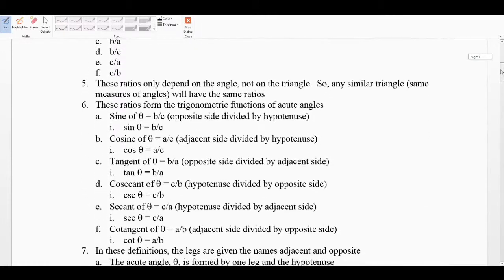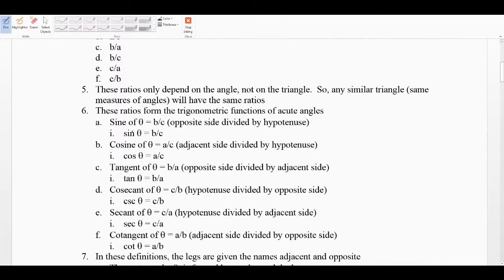Which leads us now to the most important thing we're about to discuss, which is sine, cosine, tangent, and then cosecant, secant, and cotangent. Let's draw the right triangle down here so we can see what it is. We're going to call this A, and this side B, and this side C once again, and we're going to call this angle theta.